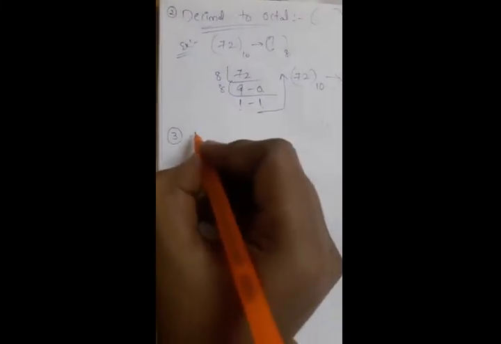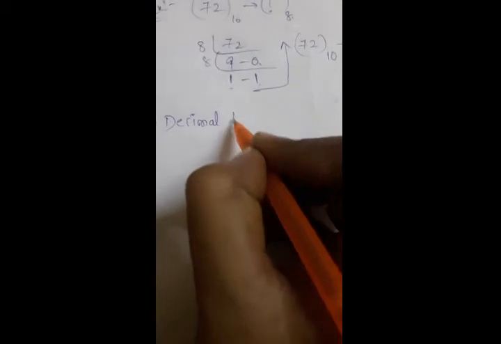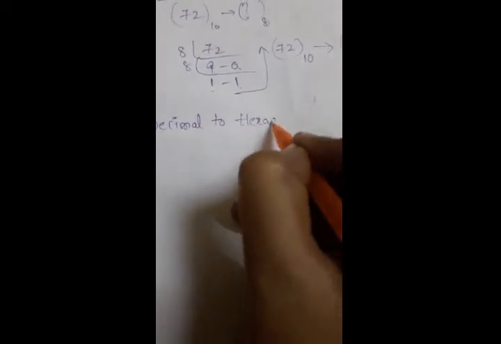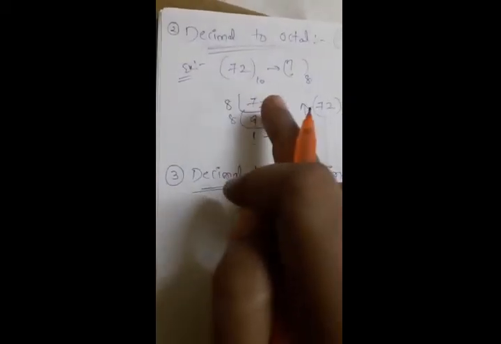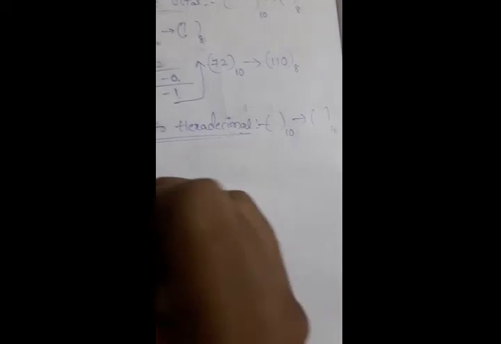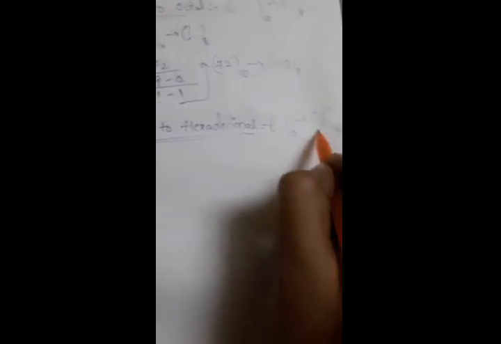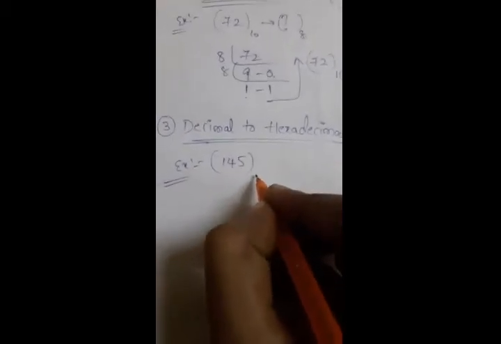Okay, so now we'll have another conversion here, decimal to hexadecimal. Okay, so the same procedure is repeated here also, but the thing is the base will be changed. In octal we have the base as 8, that's why 8 is divisible with that decimal number. Like that here, the hexadecimal base is 16, right? So now whatever decimal number we have, that will be divisible with 16. Okay, for example I am taking one number here, that is 145.